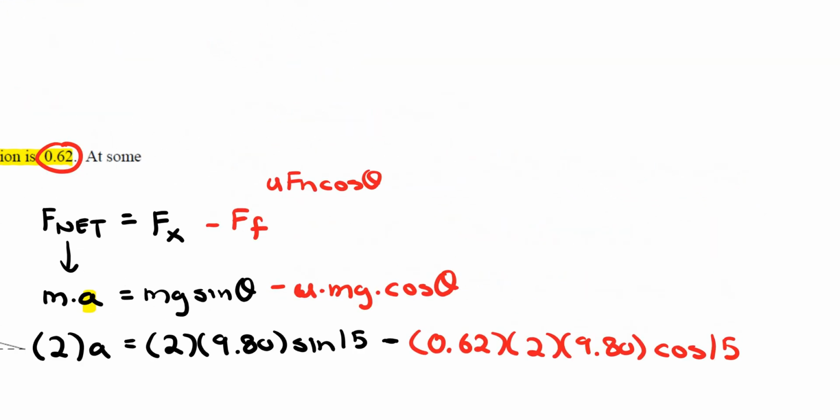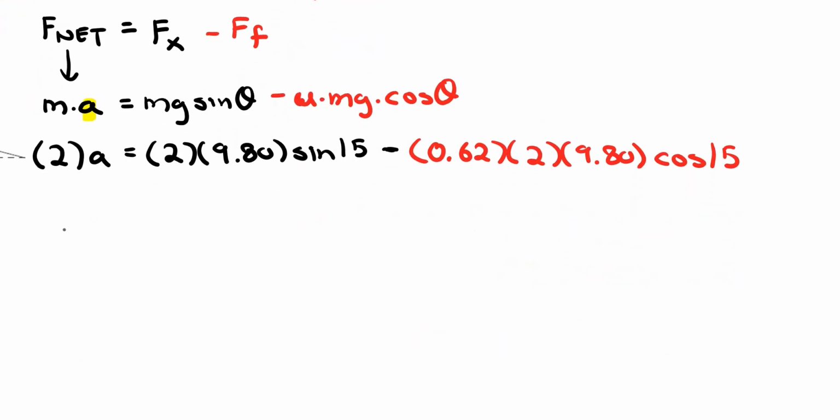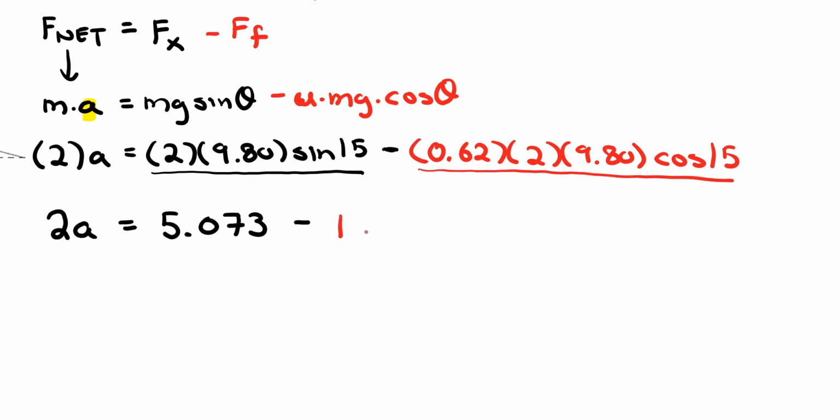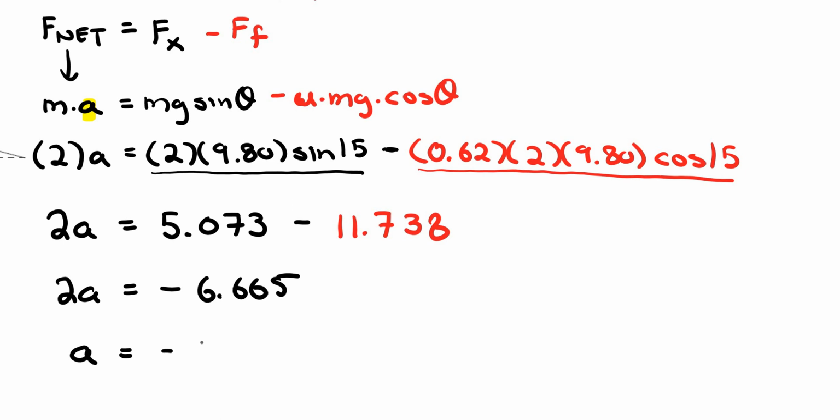Okay, so now we're going to solve for the acceleration here. So 2 times a is going to be 2a equals 2. And if I multiply those numbers out, I get 5.073, and then minus, if I multiply all this out, I get 11.738. Okay, so I have 2 times the acceleration equals negative 6.665. And if I divide both sides of the equation by 2, I get negative 3.332 meters per second squared.